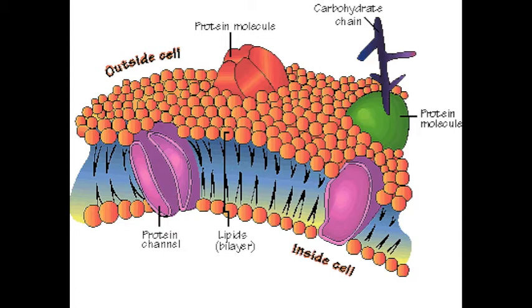In a plant cell, it would be like the outside layer around the cell. But the plant cell would also have a cell wall, which is kind of like a second layer of protection for the cell. The animal cell does not have that second layer of protection.